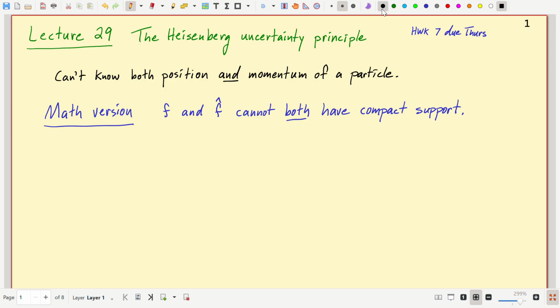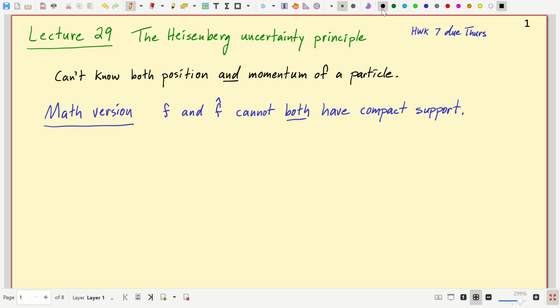The Heisenberg uncertainty principle is a fact about subatomic particles. Something about quantum mechanics means that you can't know exactly the position and momentum of a particle with precision. So you've got to settle for one or the other. You can't have both exactly.